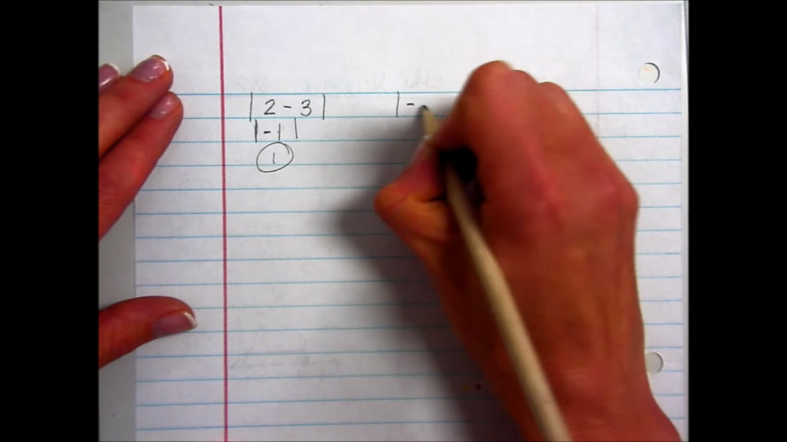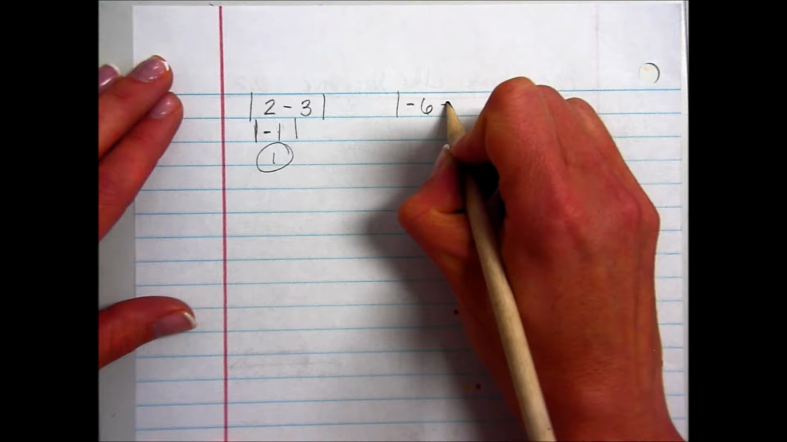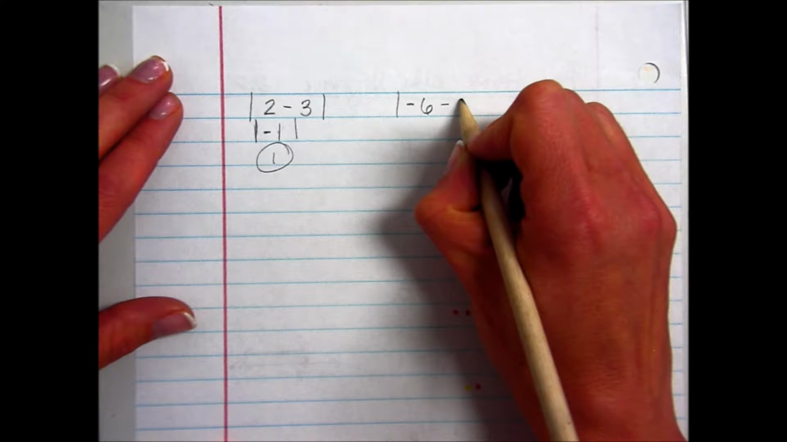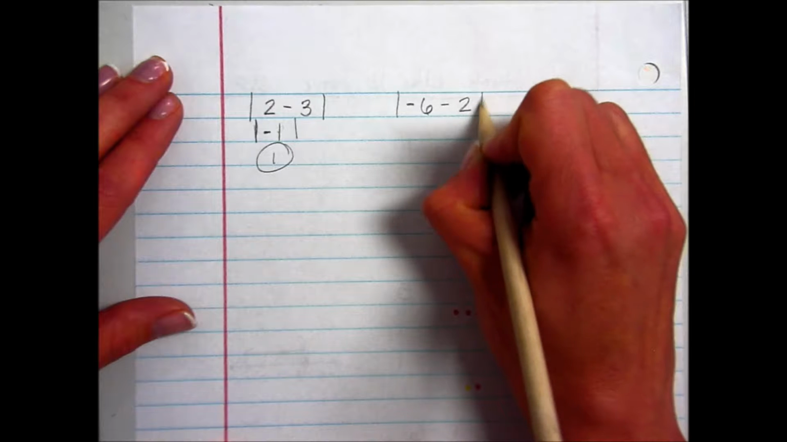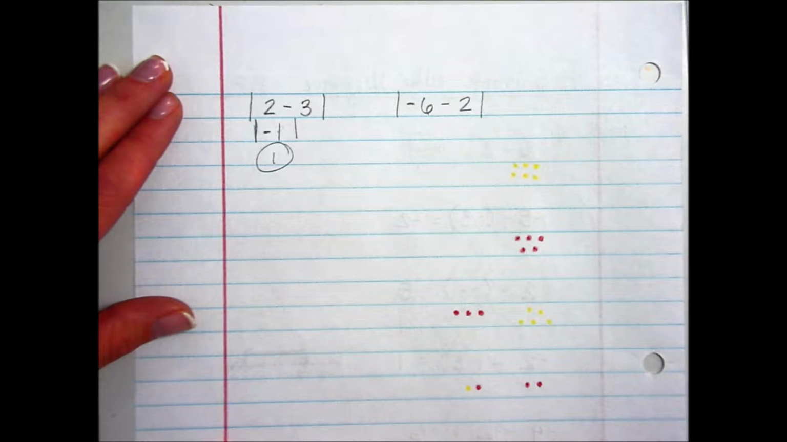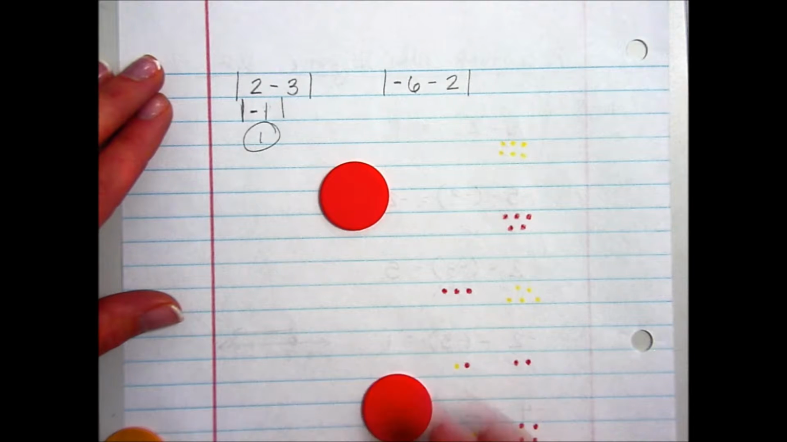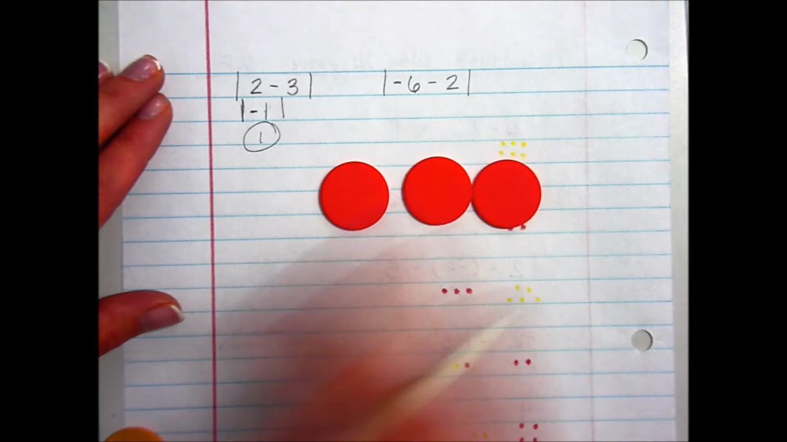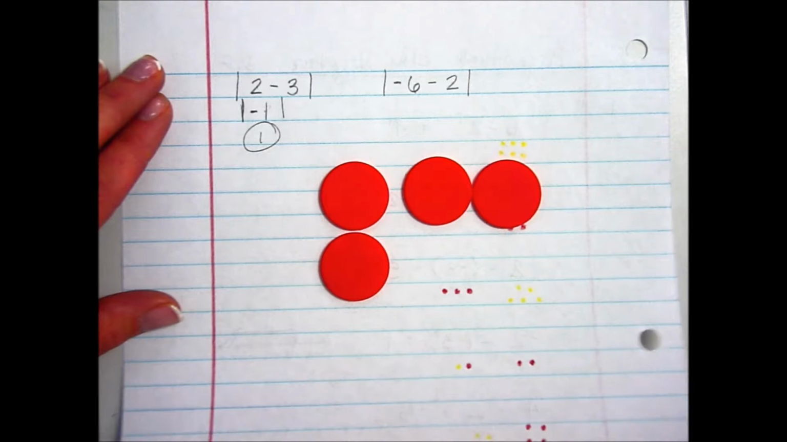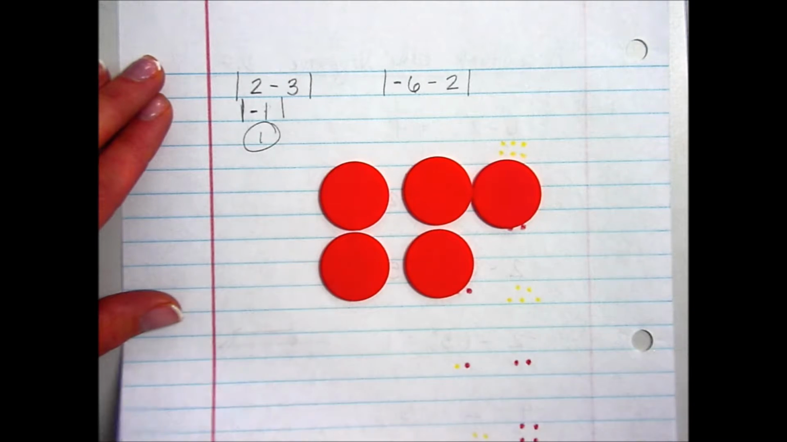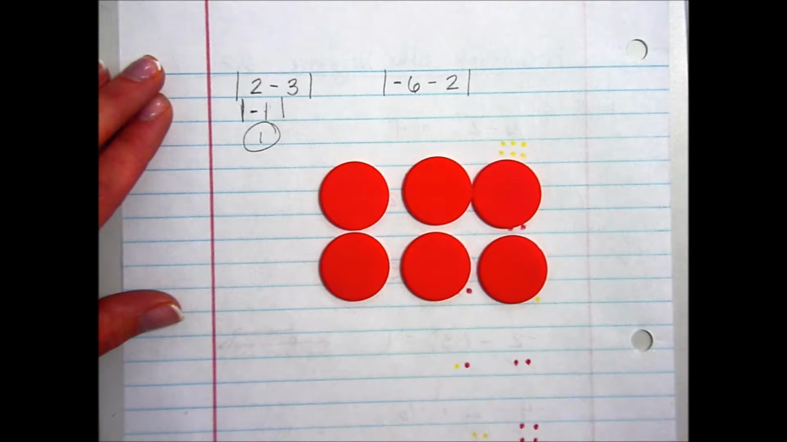What if I did the absolute value of -6 minus 2? Starting with -6, there's my -6, but I need to take away a positive 2.